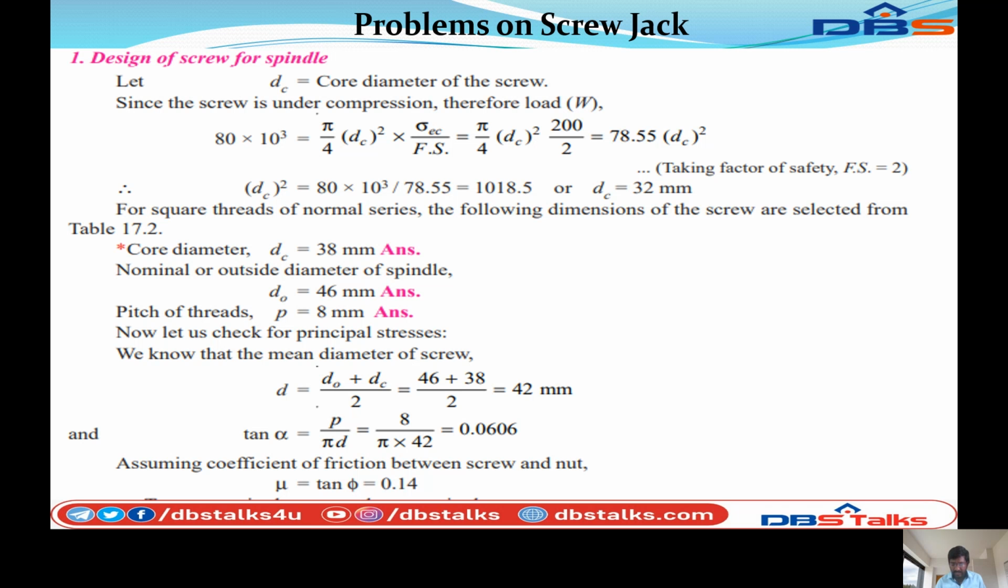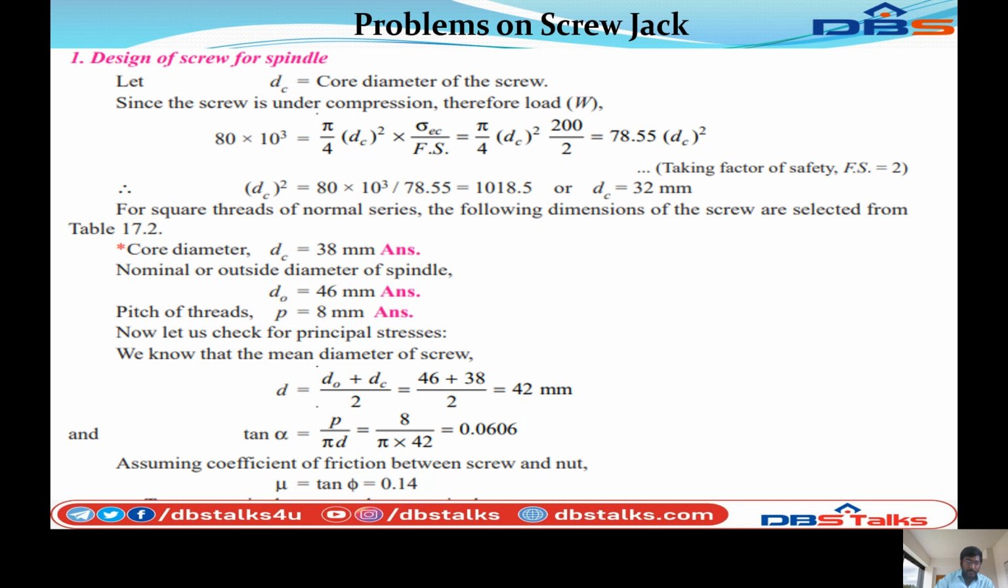So this is the tabular column. You can see the Jananardhan data book, page number 8.25. So the basic dimensions for this screw thread in normal series: we can see the core diameter dc equal to 38 and the nominal or outside diameter d0 is equal to 46. So diameter 46 and pitch of the thread P is equal to 8, as already taken from the data book, page number 8.26.